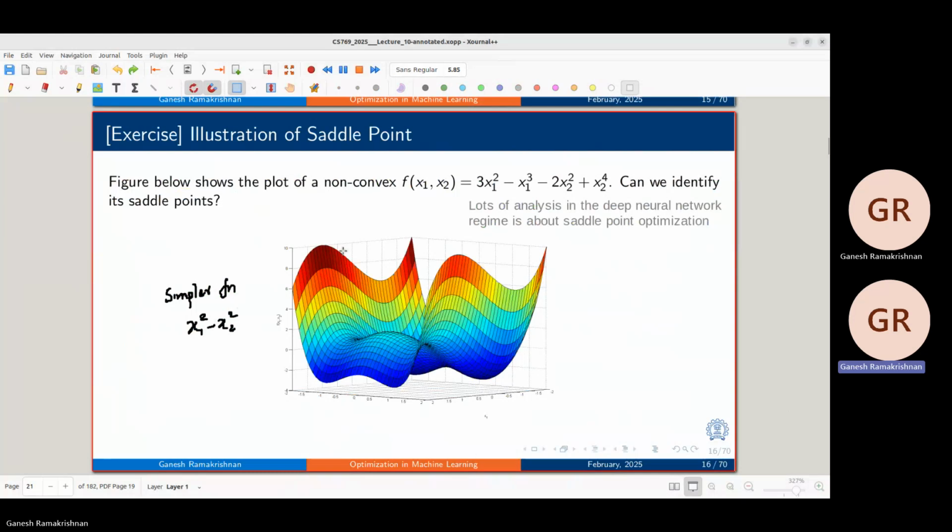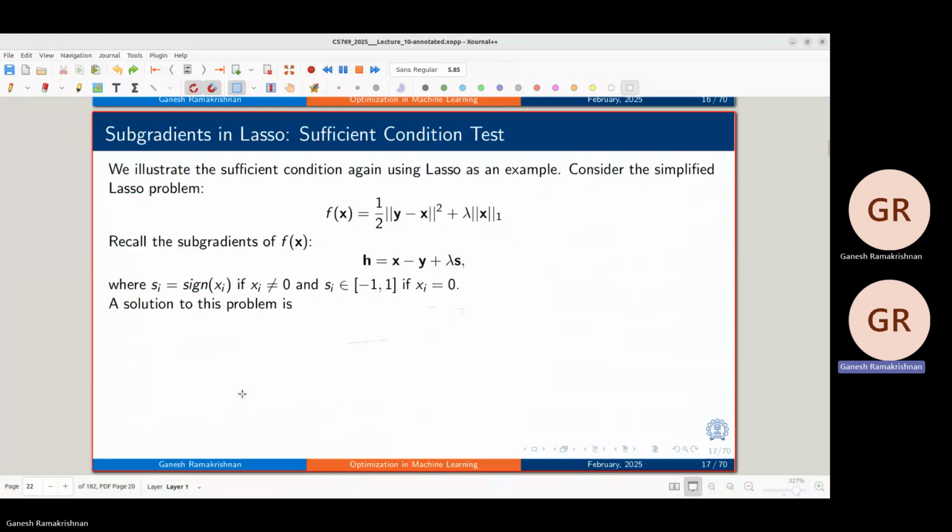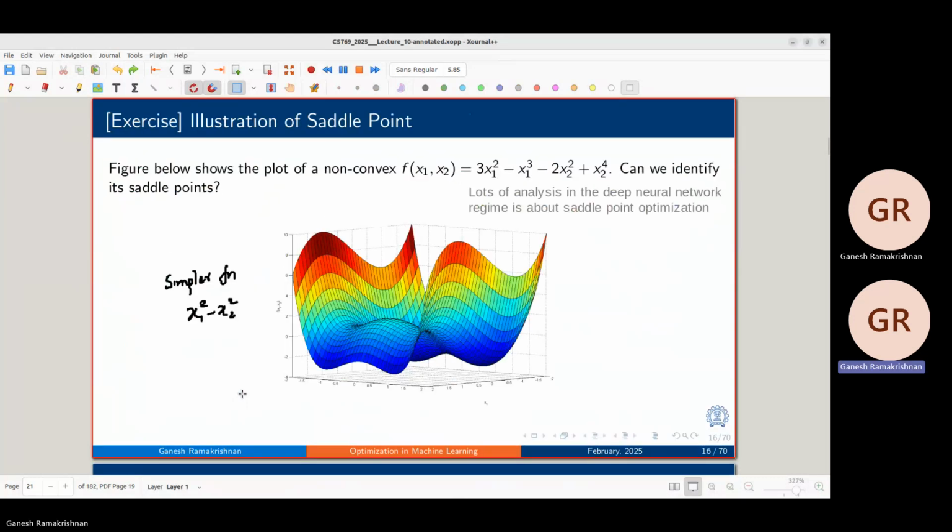Here's our illustration for 3x1^3 minus x1^3 minus 2x2^2 plus x2^4. This has what we refer to as a horse saddle. In fact, you can draw this for a simpler function, x1 minus x2 squared. You can draw it yourself. Specifically, you can see the horse saddles are here. If you go down this path, you have a local minimum. If you go this way, you have a maximum. This is an example of a saddle. Now, all these saddles do not look as symmetric as horse saddles. They can have different rates of growth along different directions.